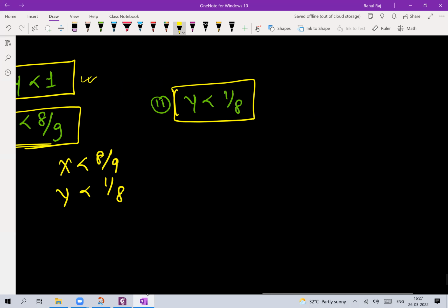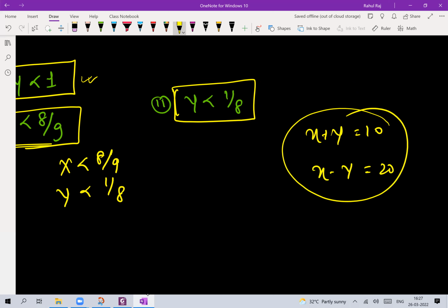If I say x plus y is equal to 10, x minus y is equal to 20, and I ask you to combine these two equations, what exactly do you do? You simply try and solve these two equations, right? Nothing else you do. Combination of two equations is always solving those two equations. Nothing else we are going to do.